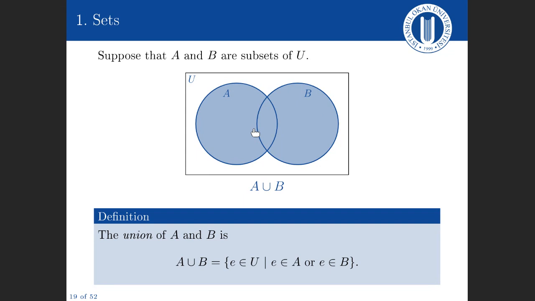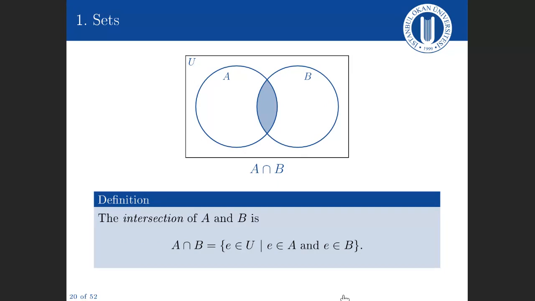The union of A and B is every element in A and every element in B. In terms of mathematics, we can write this as A union B is equal to the set of all of the elements E in the universal set U, such that E is in A or E is in B. We also have an intersection. That's all of the elements which are in both A and B. E is an element of U such that E is in A and E is in B.